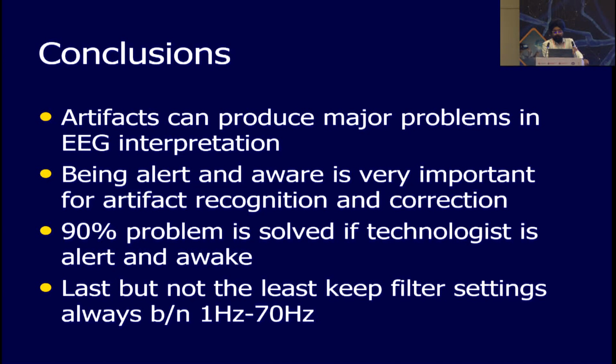So artifacts can produce major problems in EEG interpretation. You have to be alert and aware. It's very, very important for artifact recognition and correction. 90% of the time, if the technician is good, he can pick up and correct it immediately. Last but not the least, keep the filter setting always between 1 to 70 Hz. Don't change it. So you can pick up all the artifacts and then you can see what is the cause of this artifact. Thank you.